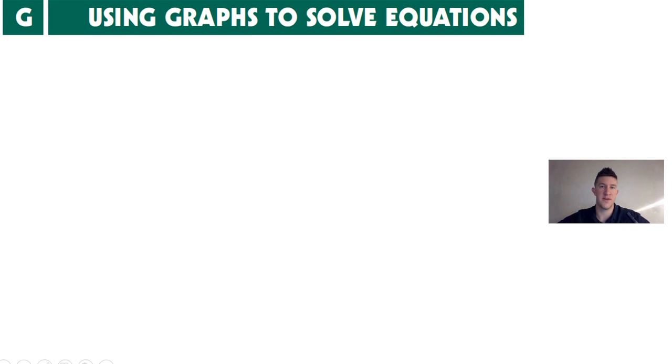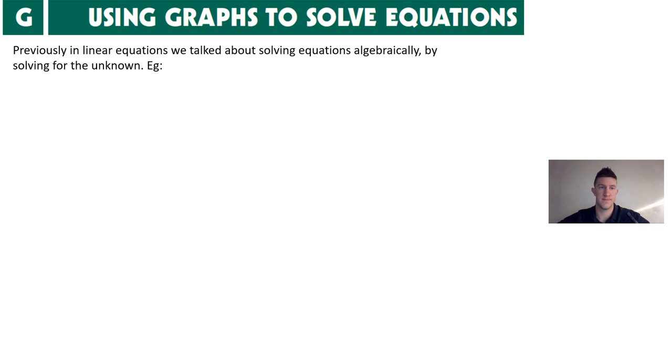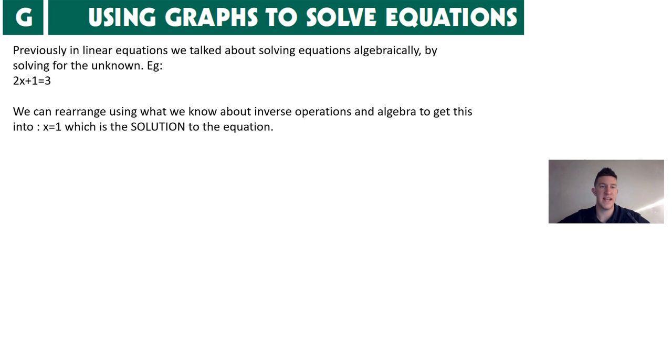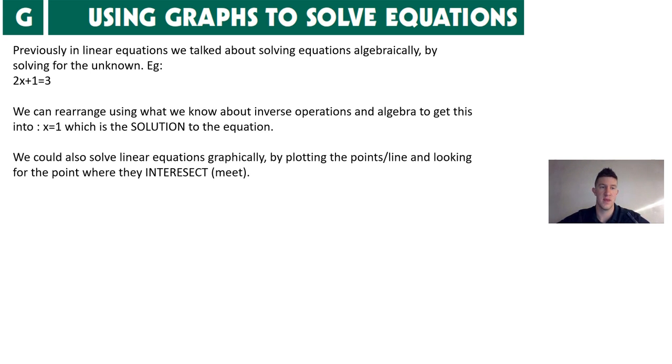So now we want to look at using graphs to solve equations. Previously in linear equations we talked about solving an equation algebraically by solving for the unknown. For example, if I had 2x plus 1 equals 3, we can rearrange this using what we know about the inverse operations and algebra rules to get this into x equals 1, which is the solution to the equation above. We could also solve the linear equations graphically by plotting the points and the line and looking for where they intersect, which we now know is just the point where they cross or meet.